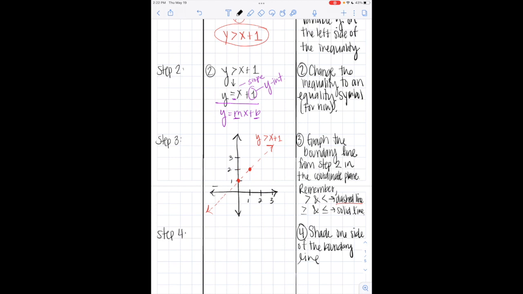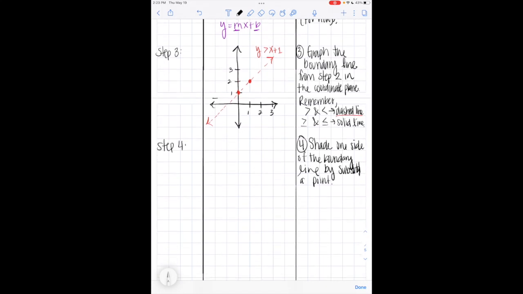But let's continue with step 4. We're going to shade one side of the boundary line by substituting a point. Oh, that doesn't fit. But it should say substituting a point. Okay.